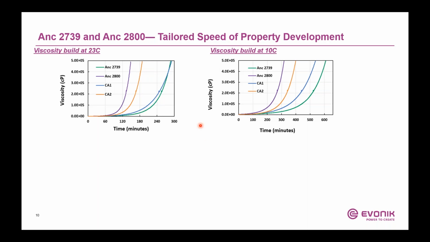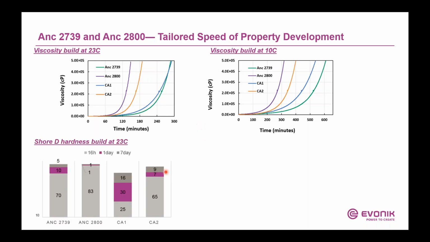So now I'm going to get into the Shore D hardness build. This is the hardness build after you mix the two components together. So this is where you now start seeing some differentiated results. Looking at 2739 versus the CA1 counterpart, and also 2800 versus CA2 counterpart, you can see both of these systems build hardness much faster. So within 16 hours, most of that hardness is already built in. And this is again at room temperature.